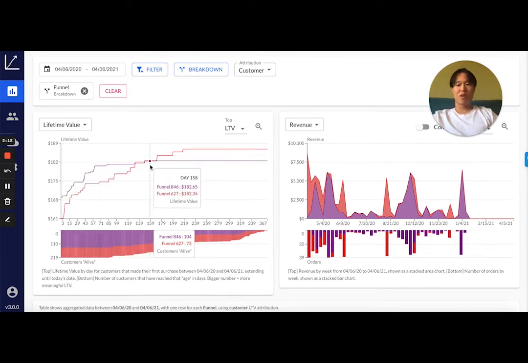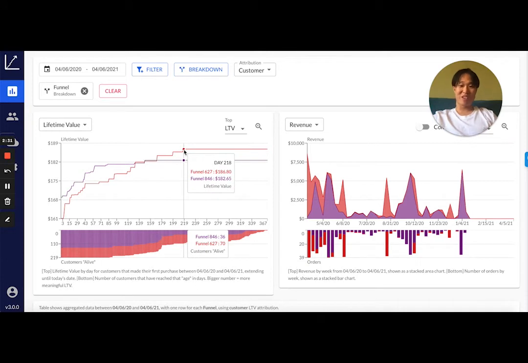Moral of the story is that if you do know your LTV, you can compare that with your customer acquisition cost, and it answers the question, how much can I actually spend to acquire a customer? And if your LTV is $186 like business B, well, you could always spend up to $186 if you wanted, depending on your cash flow.